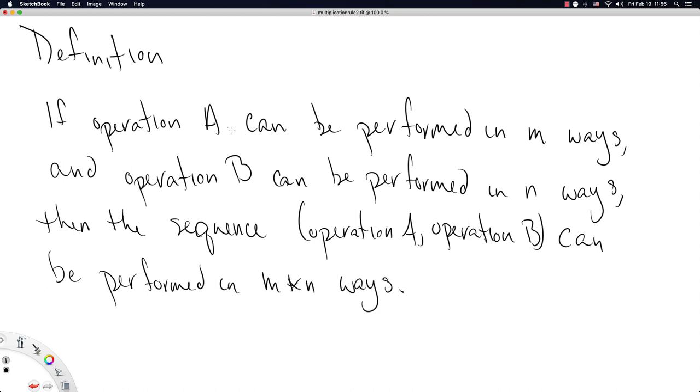So if you have two operations, A and B, and A, for whatever the operation may be, can happen in M different ways, and operation B can happen in N different ways, then the sequence where you do operation A first and then operation B can happen in M times N ways. So let's see that in a quick picture.